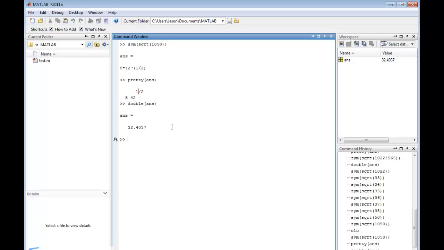The nice thing about MATLAB is you have the flexibility of both. You can work in decimals, which is the default mode, and that's fine. If you want to deal in pure math terms, you have that option as well. It just takes a little bit of time to understand how to talk to MATLAB to get it to do what you'd like it to do.